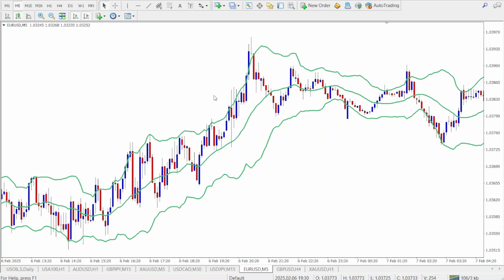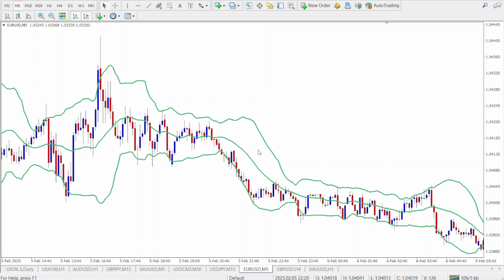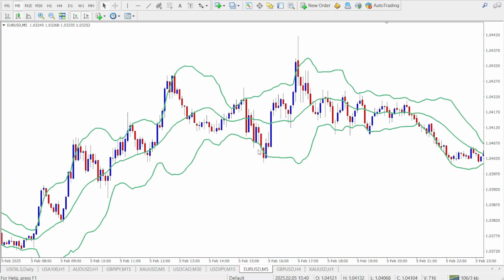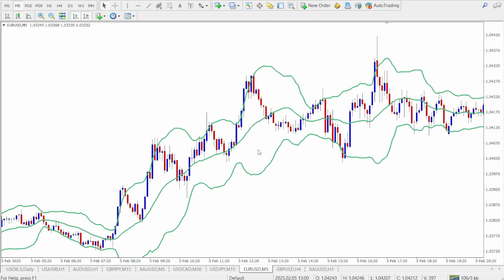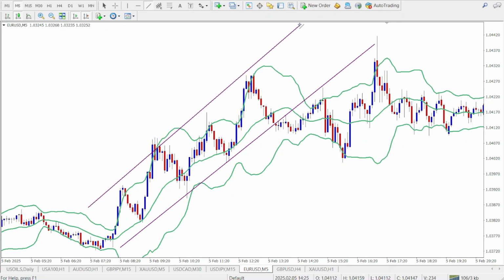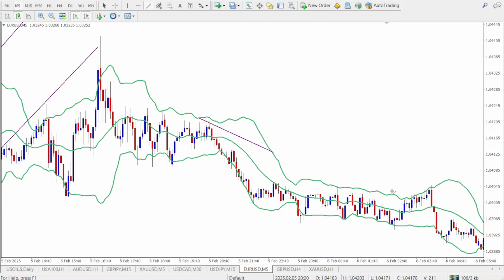Now, this strategy works best in trending markets, but you can actually use the strategy also in a ranging market. Here's how it works for a trending market. First of all, you should identify the trend. Determine whether the market is in an uptrend or a downtrend or ranging. That is the first thing to do.